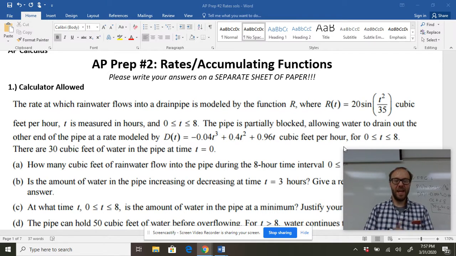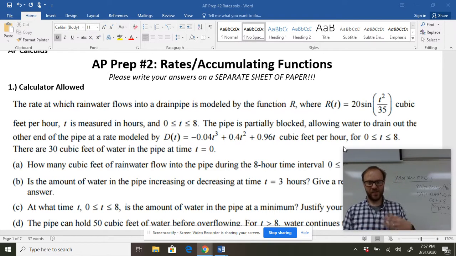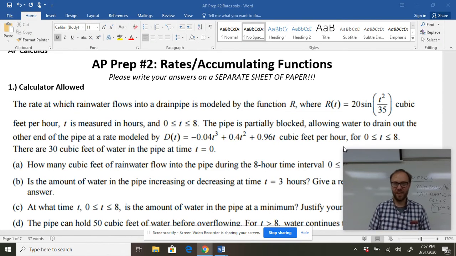Anyway, it says the rate at which rainwater flows into a drain pipe is modeled by the function r, where r of t is this sine function. Notice it's cubic feet per hour. Okay, so think about what's happening here. They're saying rain's coming in at 10 cubic feet per hour, 20 cubic feet per hour. This isn't the amount of rain, it's how much is coming in every hour. And if you notice, that's not a linear function, it's changing. It's increasing, it's decreasing over time.